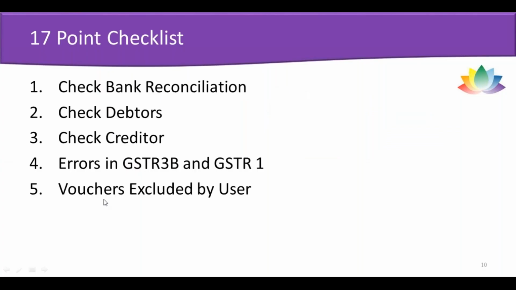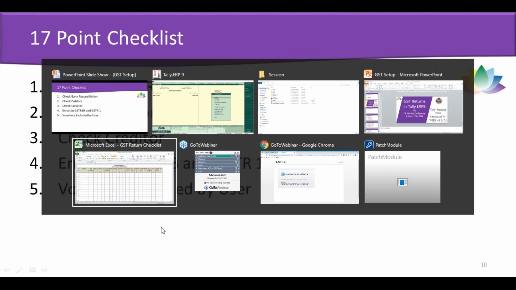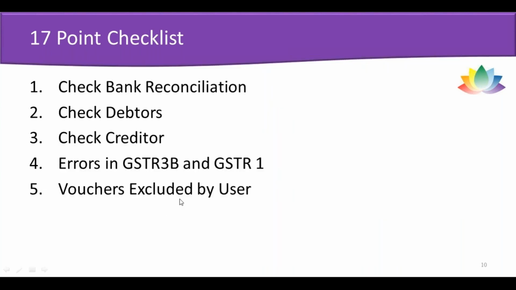Then point number 5, vouchers excluded by user. Now this was the question asked by some of the participants, how we would know what the vouchers excluded are. Actually, it was not a question about excluded, it was accepted as is. So vouchers excluded by user, this is one more very important point. I told you that unless and until you complete this 17-point checklist process, you may commit a blunder while filing GST returns. I am showing you where we can get this particular option, vouchers excluded by user.